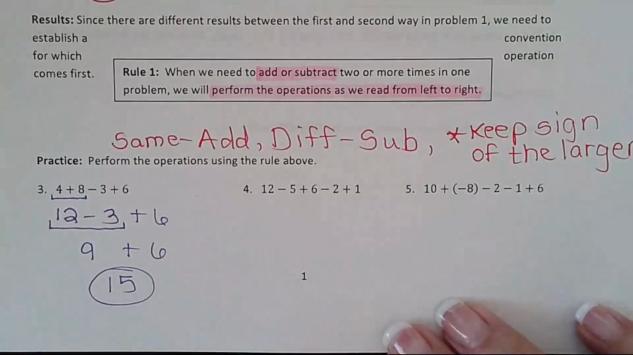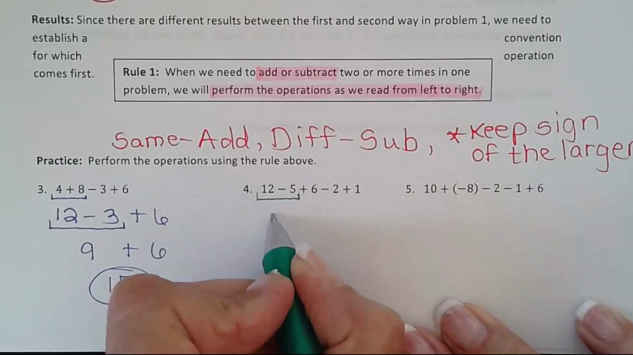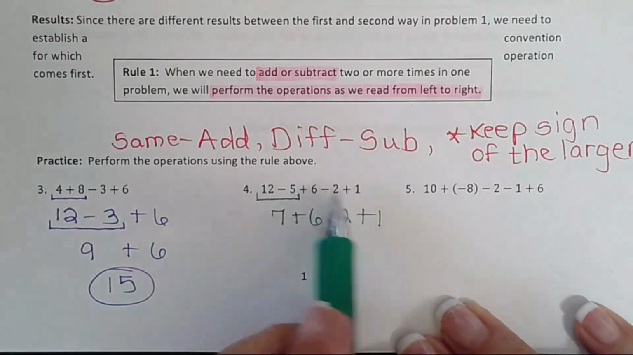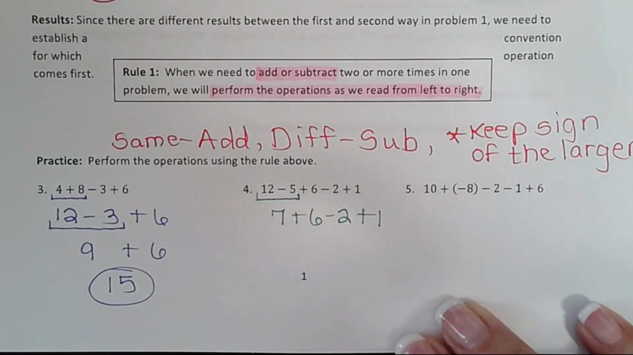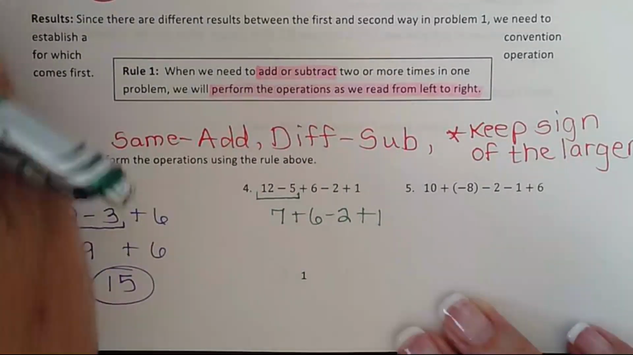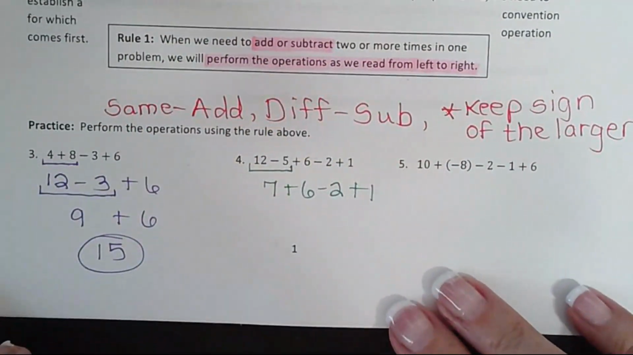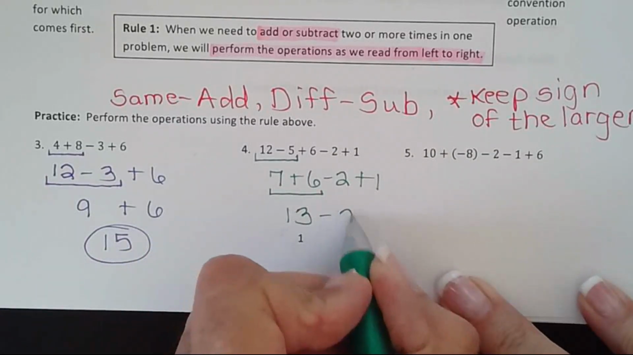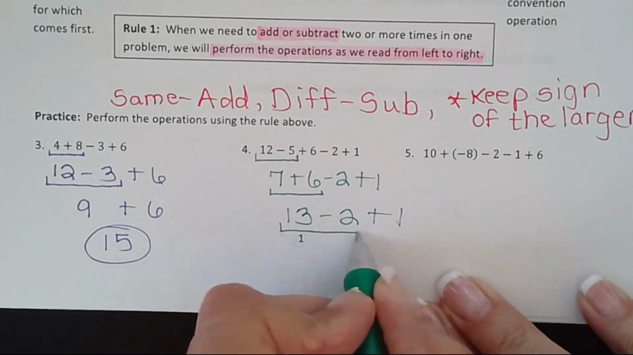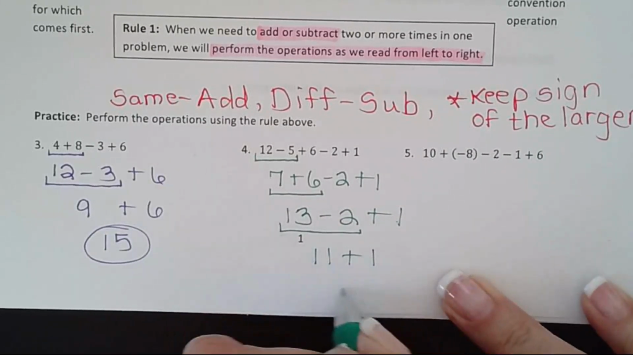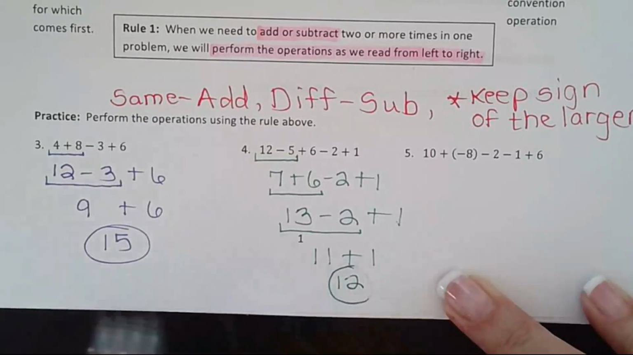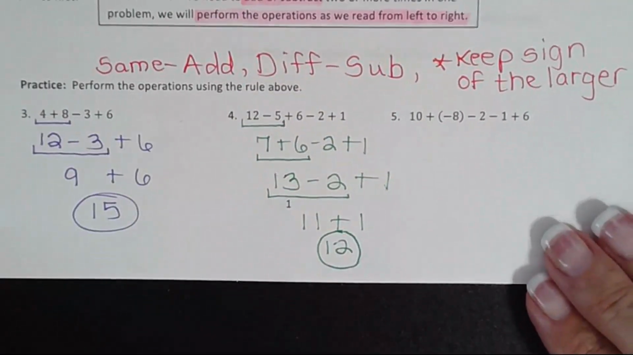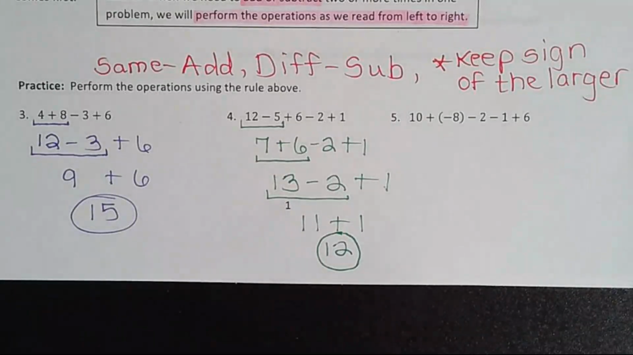For number 4, we have 12 minus 5 is 7, plus 6 minus 2 plus 1. And I know it's tempting to want to go to the back and start adding those. Don't do it. You do the entire problem left to right, because all it consists of is addition and subtraction. So next we have addition, so that'll be 13 minus 2 plus 1, and then going left to right, the subtraction, 11 plus 1, for a final answer of 12. So super easy, as long as you remember left to right when it's only addition and subtraction.